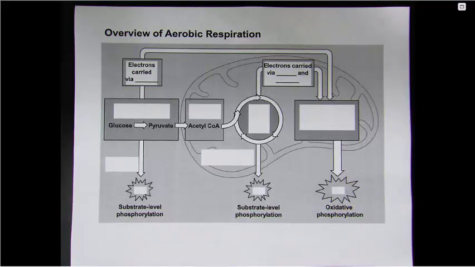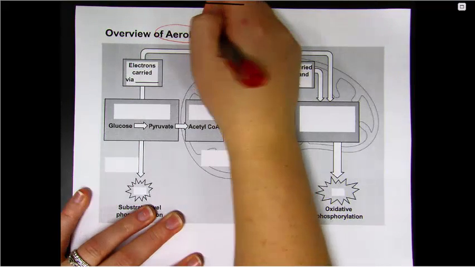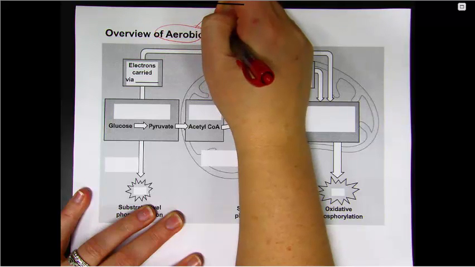Welcome to biology. In this video, we are going to review both aerobic and anaerobic cellular respiration. Now, to begin, remember the term aerobic. This means that this process requires oxygen.